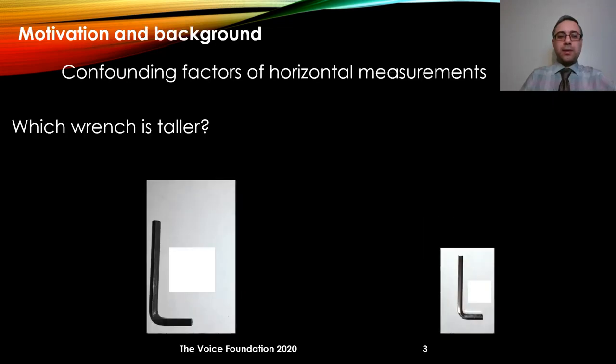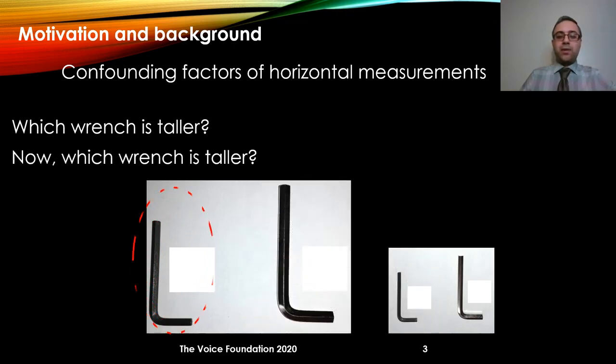In order to do horizontal measurement from images, first we need to find the confounding factors and then we need to account for them. So here is a simple experiment. Basically, we are provided with these two images and we are tasked to determine which range is taller. By looking at the images, we would say that this range is taller.